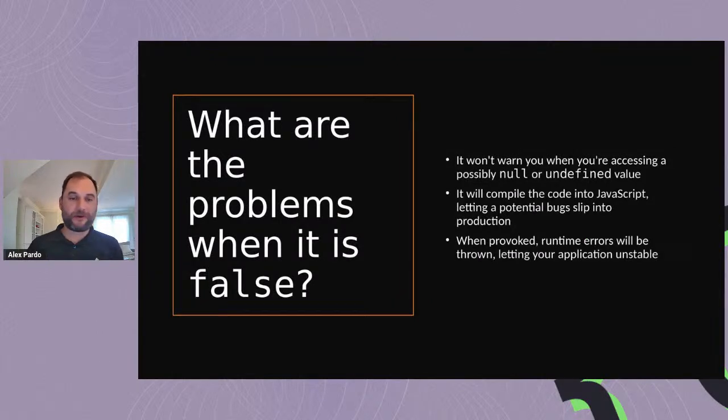So what are the problems when it's false? Again, it won't warn you when you are accessing a possibly null or undefined value. It will compile into JavaScript code, letting potential bugs slip into production. And if the scenario where the value is nullable is provoked, you will get a runtime error. Your error budget will burn quite fast if it's on a very important endpoint of your application, and your client will certainly be unsatisfied.